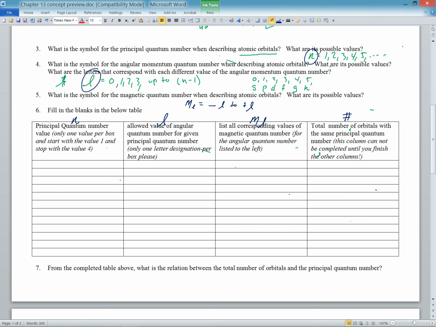So n starts with what number? 1. Okay. And only one letter designation per box, please, for l. l goes from what to what? 0 all the way up to n minus 1. So what are the possible values for l? Just 0. There's not really much to write there. What could m sub l be? From 0. Yeah, that's it. Okay. So the total number of orbitals with the same quantum number is just 1, right? Because you just have one possibility here.